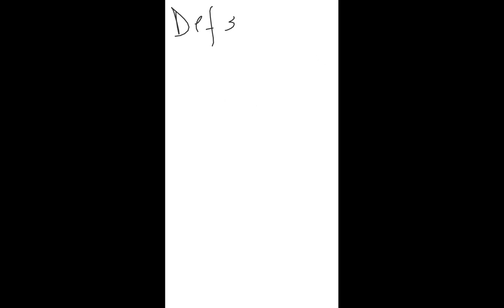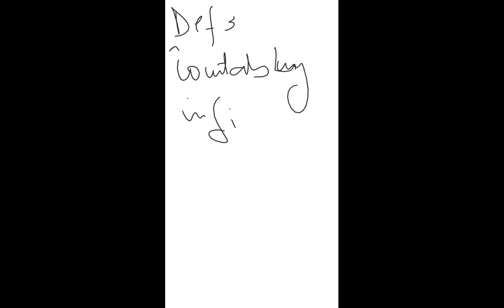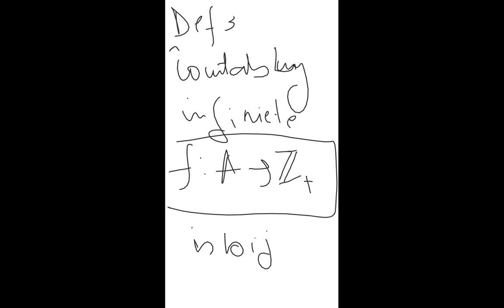So now we say that a countably infinite set: we say that a set is countably infinite if there is a bijective map F from A to the set of positive integers. So if we can find a map that maps our set A to the set Z plus, that means that it is countably infinite. So it is infinite, but it's still countable.